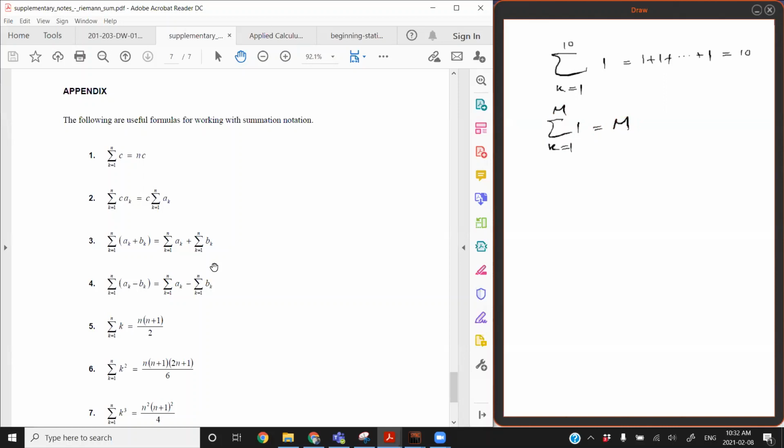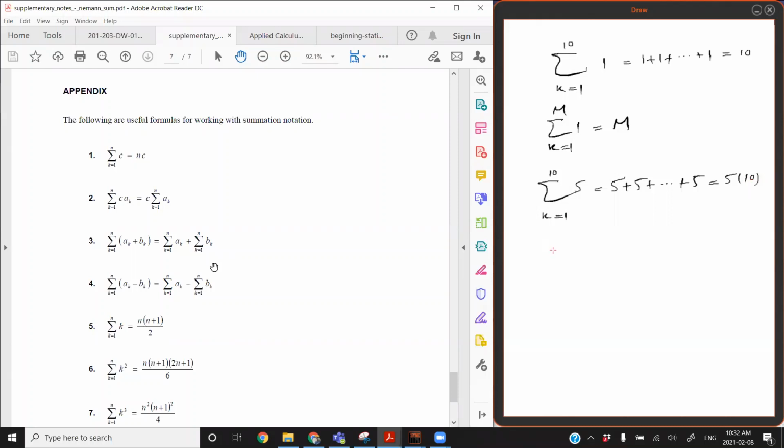What if I have something like this? I have sigma k from 1 to 10 of 5. What is that? That's going to be 5 plus 5, and you're adding 5 to itself 10 times, because this is going to have 10 terms. And that's going to be exactly 50, 5 times 10.